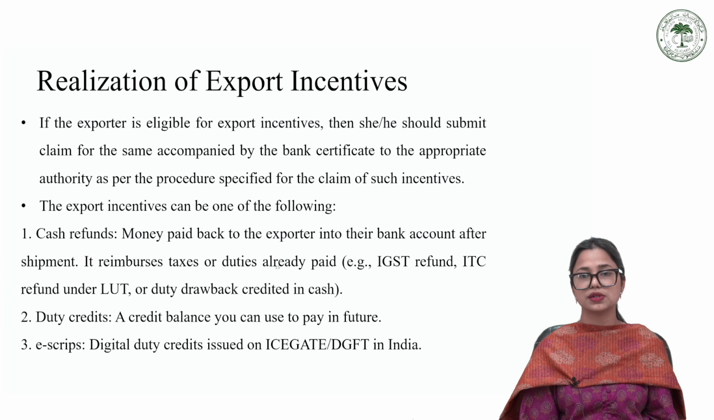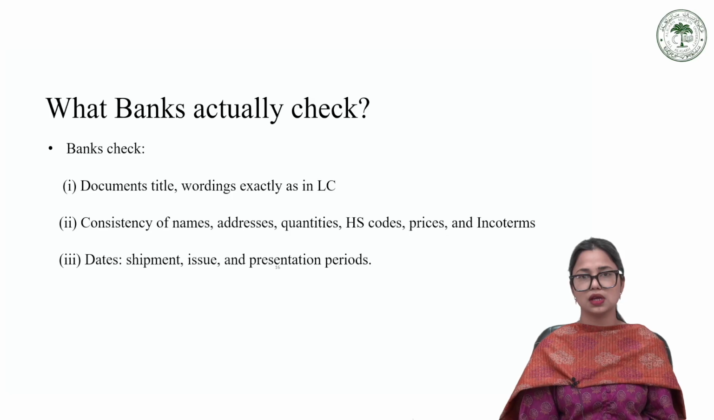So, the government reimburses any taxes. It could be central, state or government taxes, or also local duties that the exporter had paid on the purchase of any inputs that were used in the production of exported goods. These duties can be refunded and it can take the form of duty credits. In this form, a credit balance is made in the exporter's account and they can use this balance in future transactions. E-scripts are a form of digital duty credit and are specifically issued on the ICEGATE or DGFT website in India.